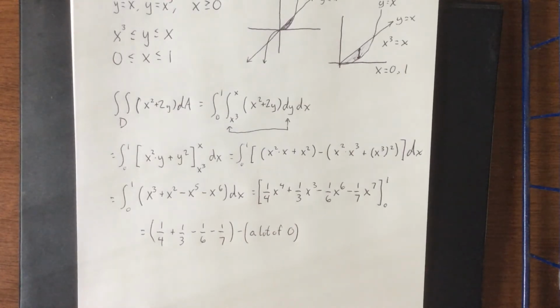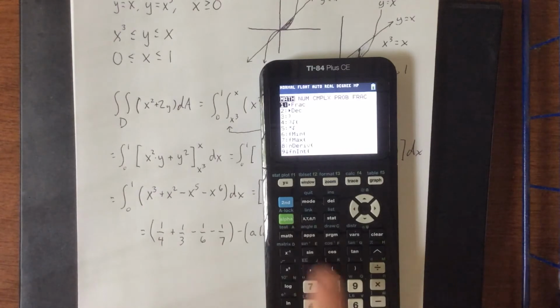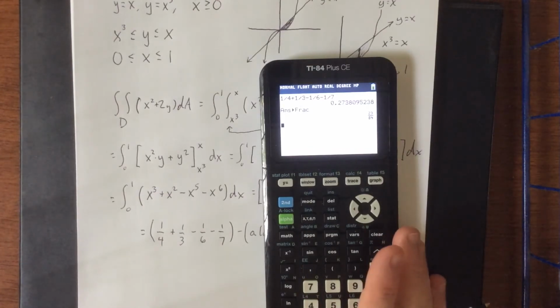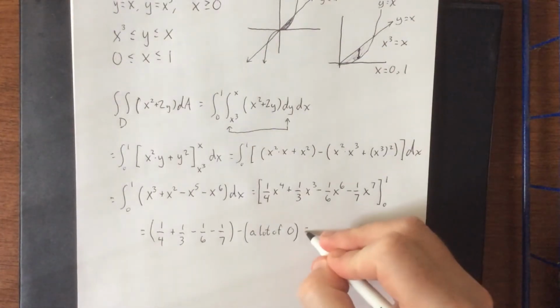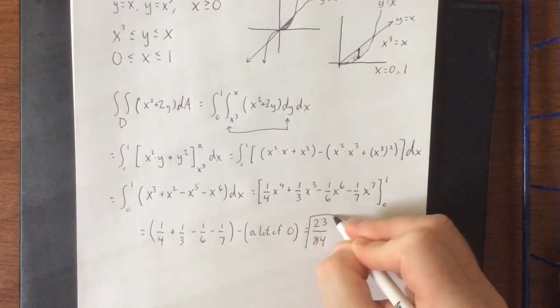From here, rather than getting a common denominator for everything, I'm going to do something considerably lazier and say 1/4 plus 1/3 minus 1/6 minus 1/7. Gross. Math, enter, enter, will convert that to a fraction for me, and hopefully you all can see that it says 23/84.